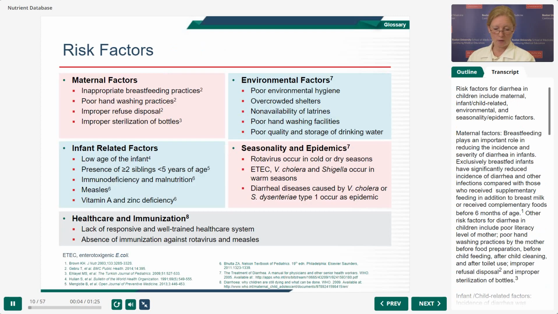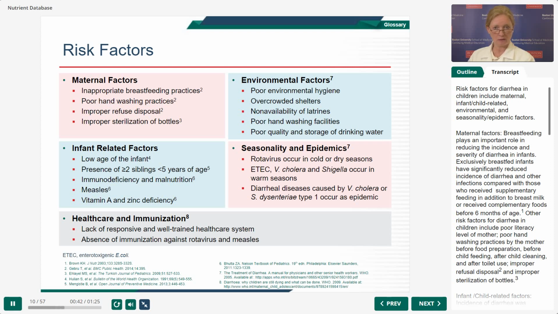Let's move now to risk factors that may yield to diarrhea. There are multiple. First, they may be linked to the mother, and one example here in this slide would be poor hand washing practices. Another may be related to children, and they may be already immunodeficient, or they may be of low age. All those factors will predispose to diarrhea.